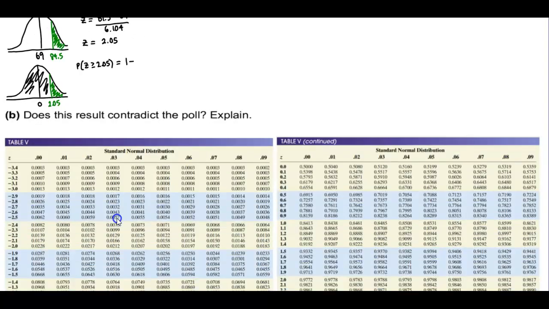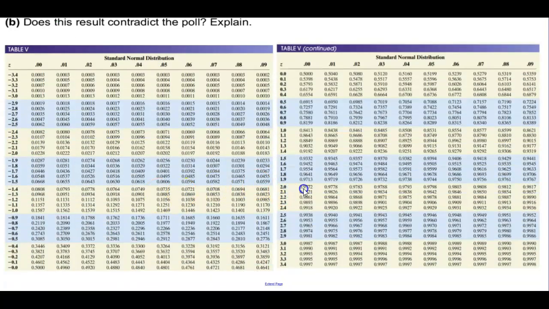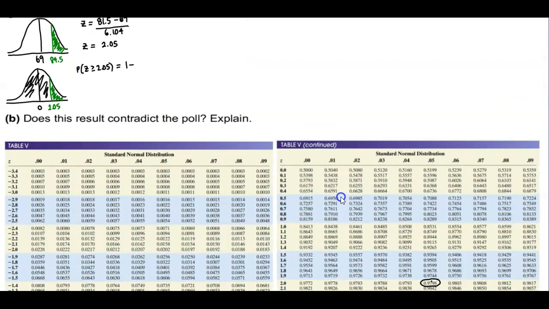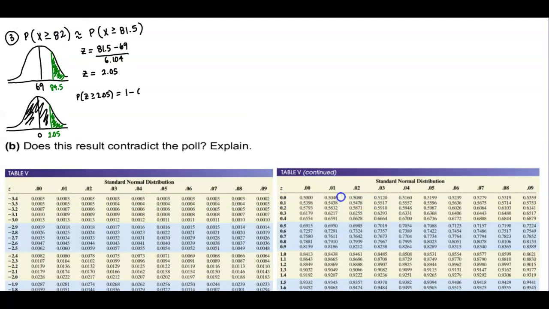So if we look at 2.05 in the table, we can see that we get 0.9798. So it's going to be 1 minus 0.9798, which gives us a probability of 0.0202.